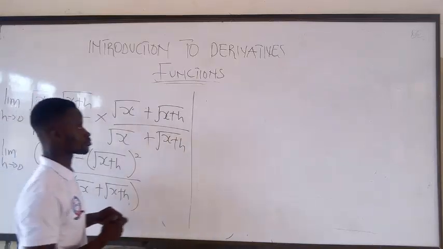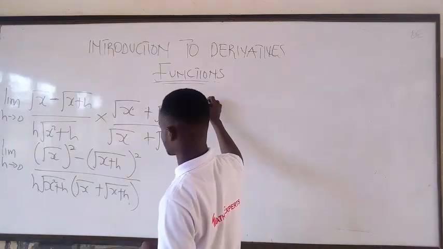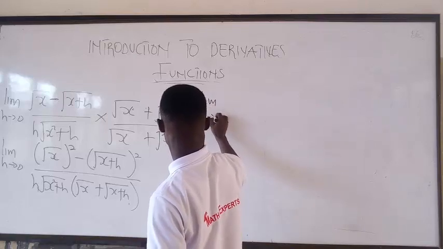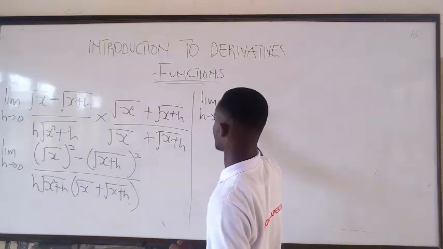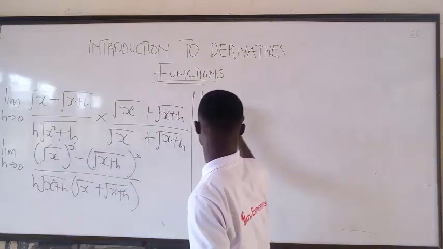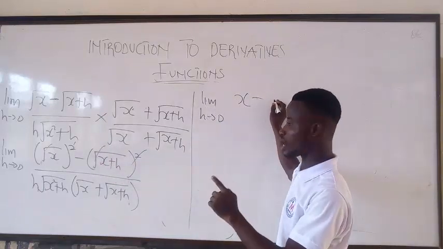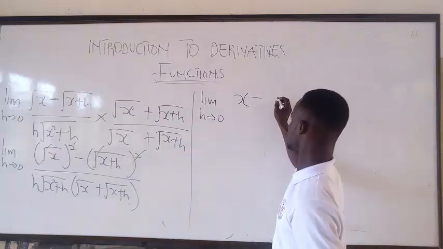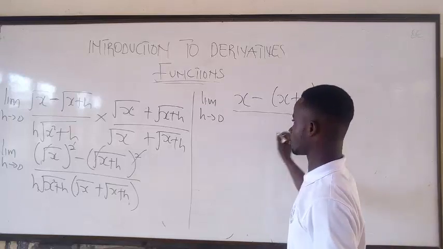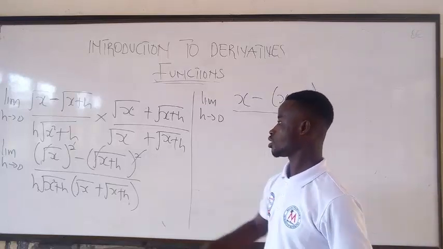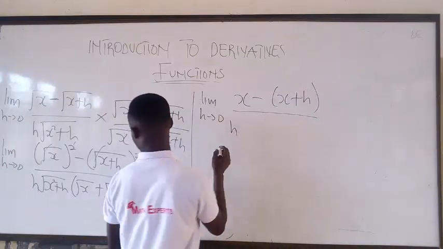Alright, so we have the limit as h approaching 0. This will cancel this. This will cancel this. But remember, the negative there will affect the inside. So don't remove it. Don't remove the brackets. All this one too is going to multiply. Now repeat the same thing.